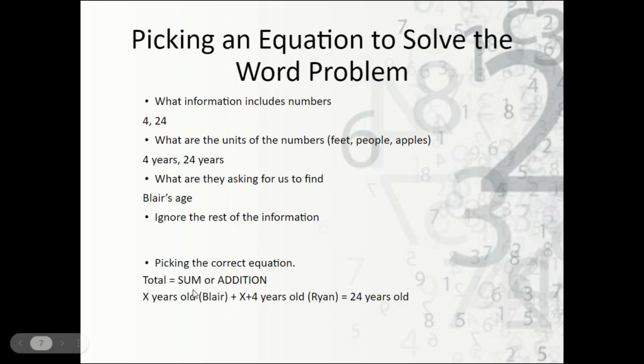And we know that Blair is X years old. We don't know how old she is. We just know that she is some age. We know that Ryan is 4 years older, so it's Blair's age, X, plus 4 years old. And then we can solve that from there. So we would go ahead and add X plus 4 and set that equal to 24 and solve for X, and that would be Blair's age.